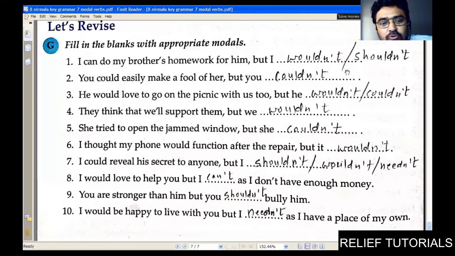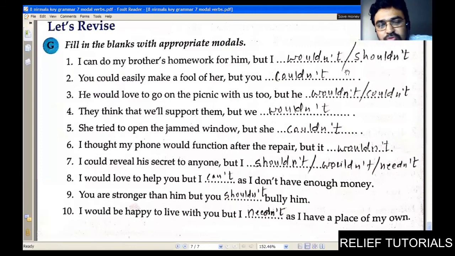I could reveal his secret to anyone. मैं वो उसका सीक्रेट सबको बता सकता हूँ, लेकिन मैं करूंगा नहीं, but I wouldn't, I needn't or I shouldn't. मुझे करना नहीं चाहिए, मुझे करने की जरूरत नहीं है. I'd love to help you but I can't. मुझे आपको मदद करना अच्छा लगता, करना चाहता था, लेकिन मैं नहीं कर सकता बिकॉज मेरे पास पैसे नहीं है, but I can't. You're stronger than him.